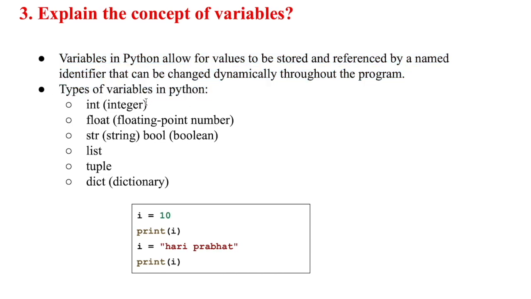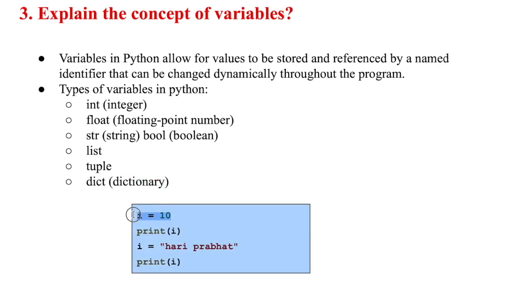Python has several built-in data types for variables such as integer, used to store integer values; float, used to store floating point numbers, numbers with decimal points; string, used to store a sequence of text characters; boolean, used to store boolean values, true or false; list, used to store a sequence of values which can be of any type; tuple, similar to a list, but its values are immutable, cannot be changed after creation; and dict, dictionary, used to store a collection of key value pairs.